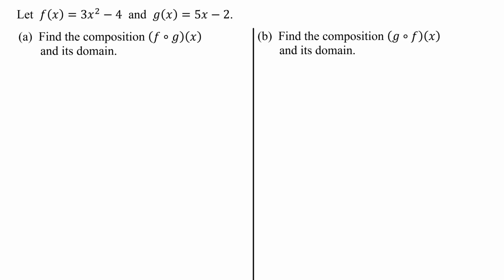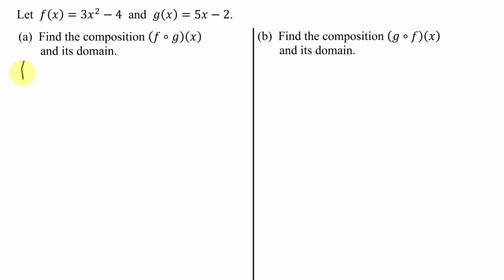In this problem, I'm given two functions, f of x equals 3x squared minus 4 and g of x equals 5x minus 2. In part A, I need to find the composition f composed with g of x and its domain. And in part B, I need to find the composition g composed with f of x and its domain.